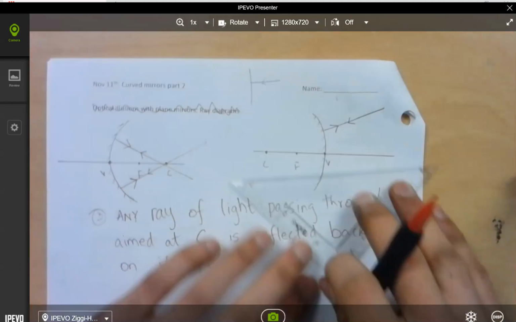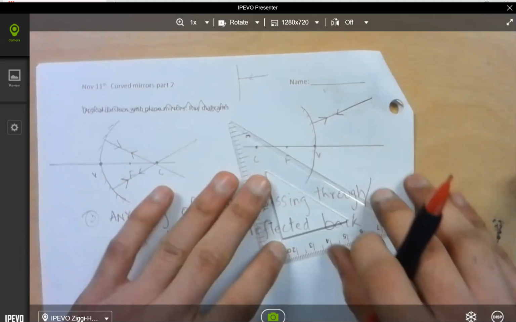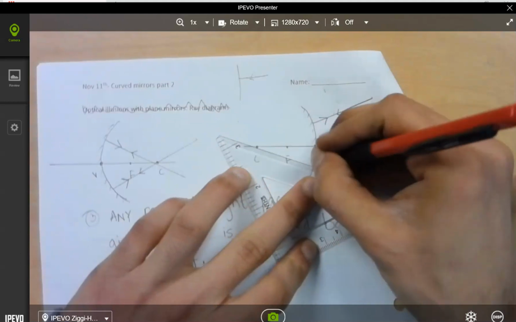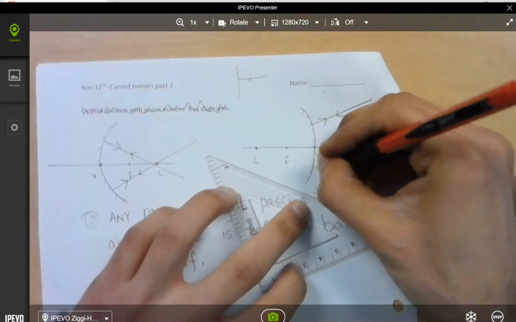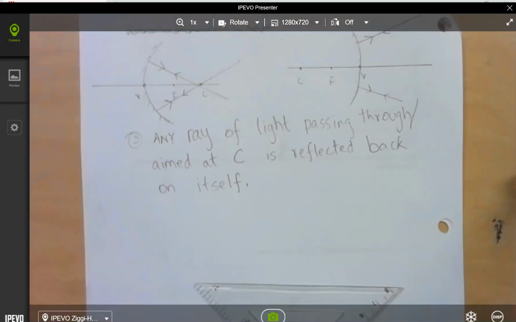But we know it's aimed at the center of curvature. That's why we can use this property. Same thing over here. If you aim it at the center of curvature, you can draw a ray of light that goes in and then comes right back out. Alright, so this is the third rule.